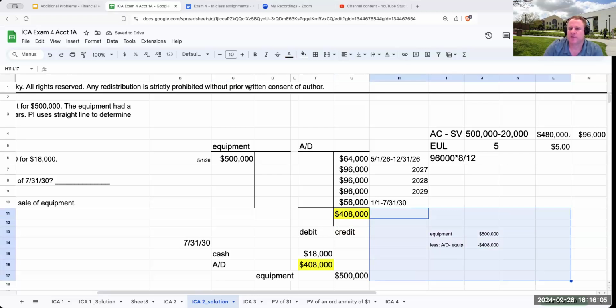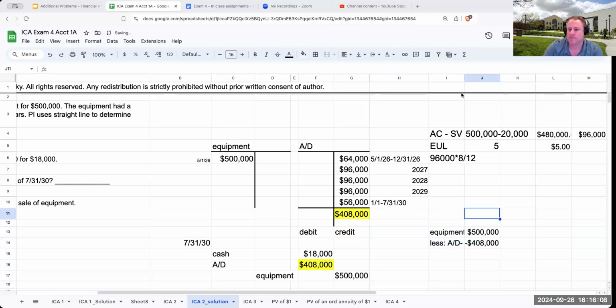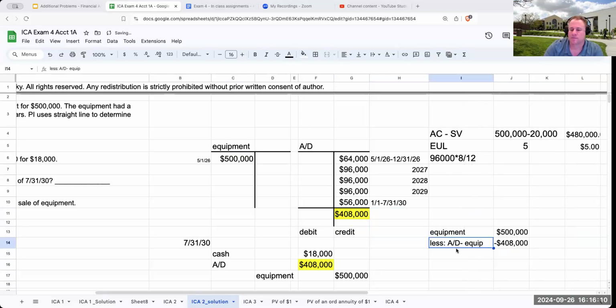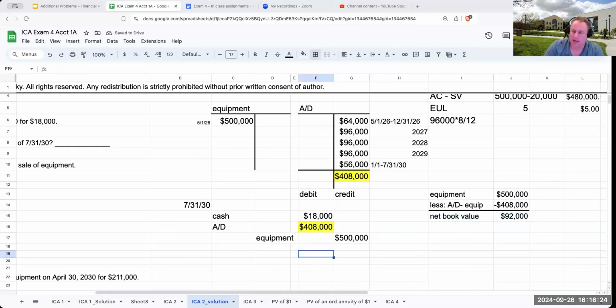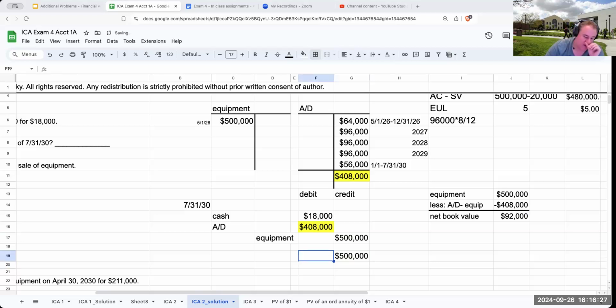And this is going to give me equipment net of the accumulated depreciation. So my net book value is 92,000. Now, when I look at this entry, I have 500,000 of credits. I have 426 of debits. What do I need to do to balance? Well, I need over here a $74,000 debit.